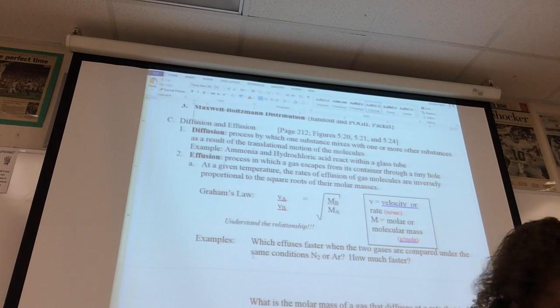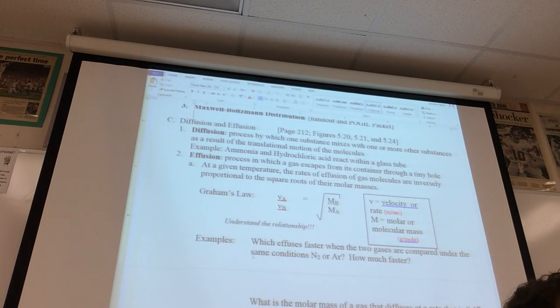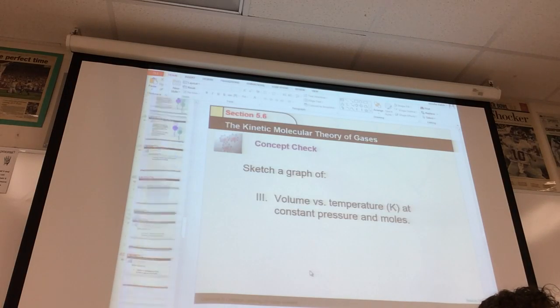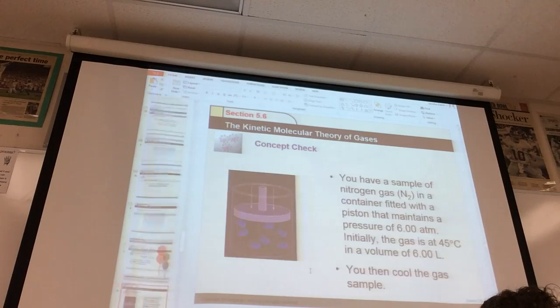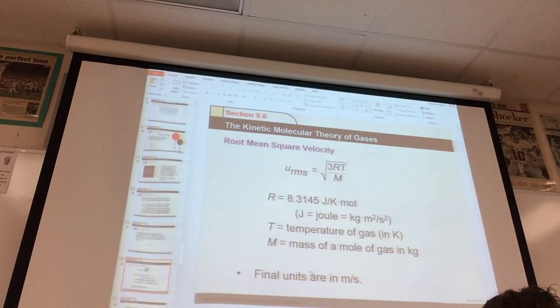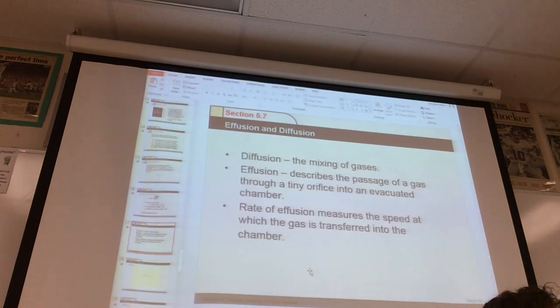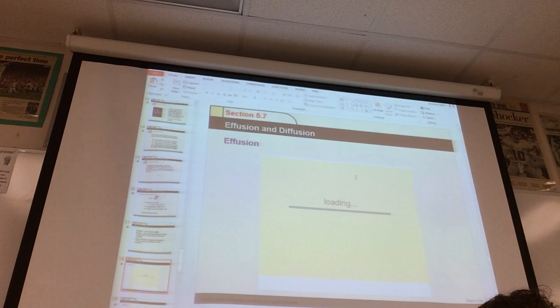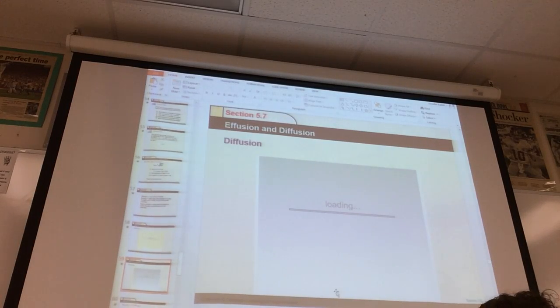No, she didn't fart. Take a look. This is really, really cool. I have something to know about it. I'll find it. I don't want to miss it. All right. So diffusion, movement of particles down their concentration gradient. Effusion, I'll hit in a minute. Check out diffusion. This is very, very cool.